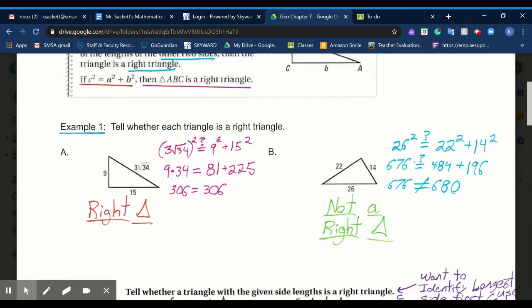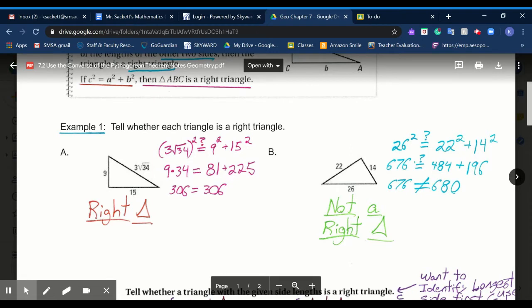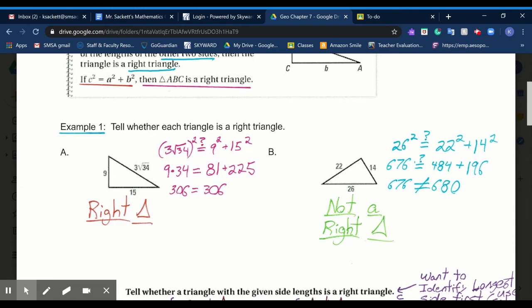If we look at B, our setup here, our longest side being 26, so 26 squared equals, which we're going to check, 22 squared plus 14 squared. So the question mark above the equals means we're checking to see if the two sides are equal. So 26 squared is 676, 22 squared, 484, and 14 squared, 196. So 196 plus 484 is 680. That does not equal 676. So that relationship does not create a right triangle.